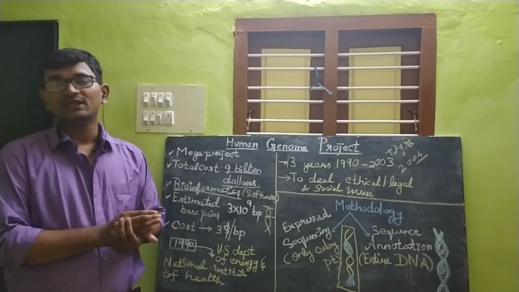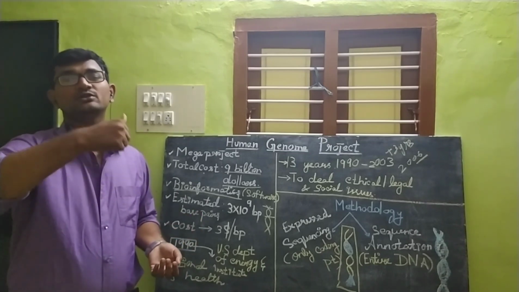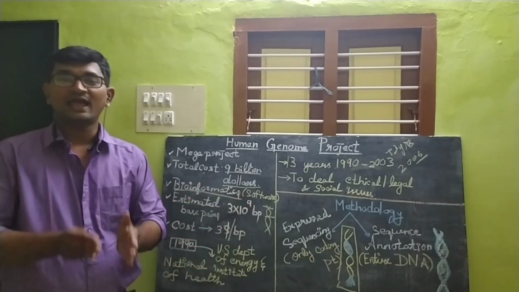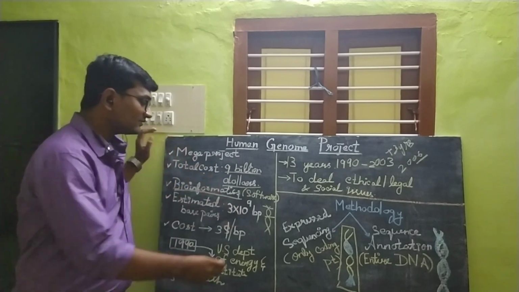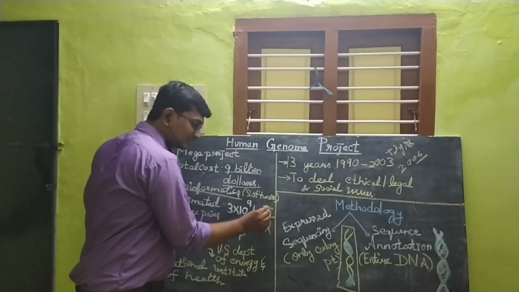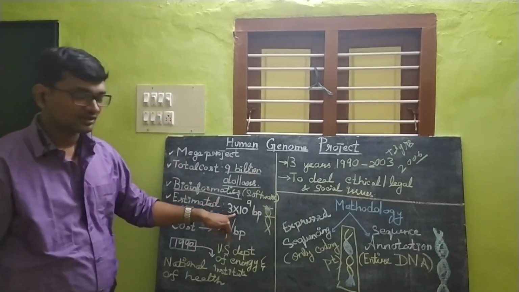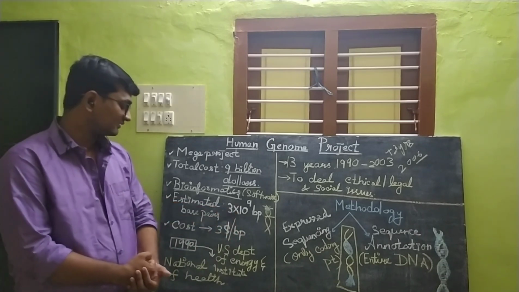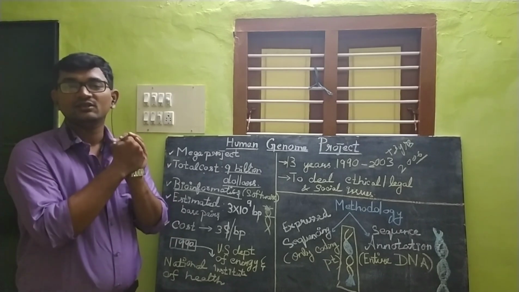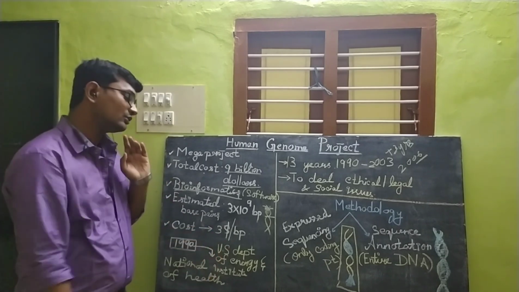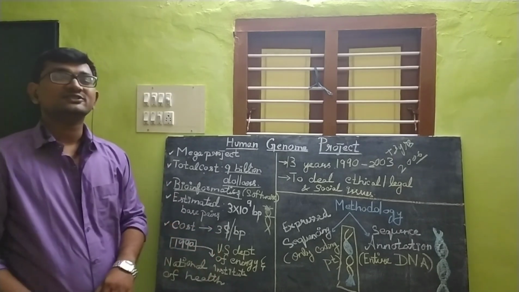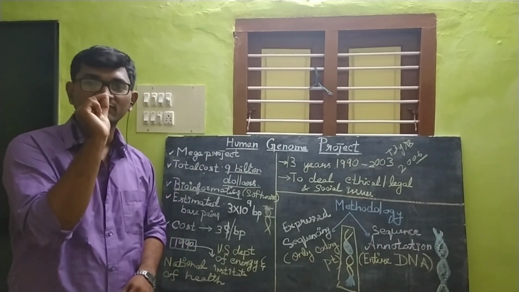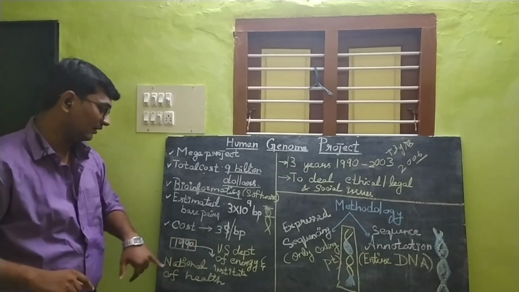The estimated number of base pairs countable in the Human Genome Project is about 3 into 10 power 9. Actually, it is huge. When you think about your DNA, this is a single base pair. So how many DNA base pairs are estimated to be calculated in the Human Genome Project? It is 3 into 10 power 9. What is the cost for a single base pair? It is $3.